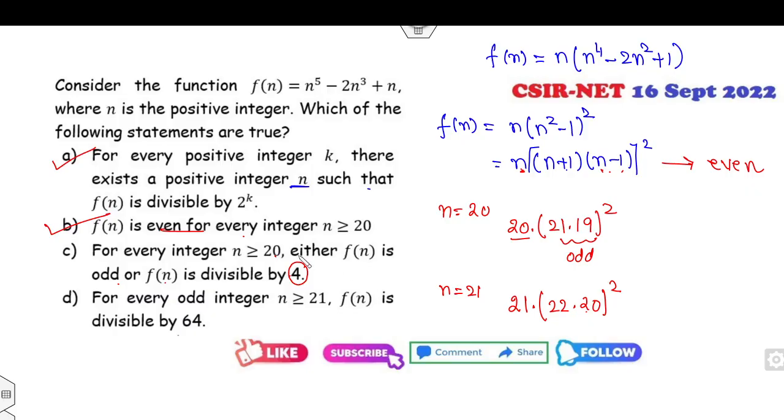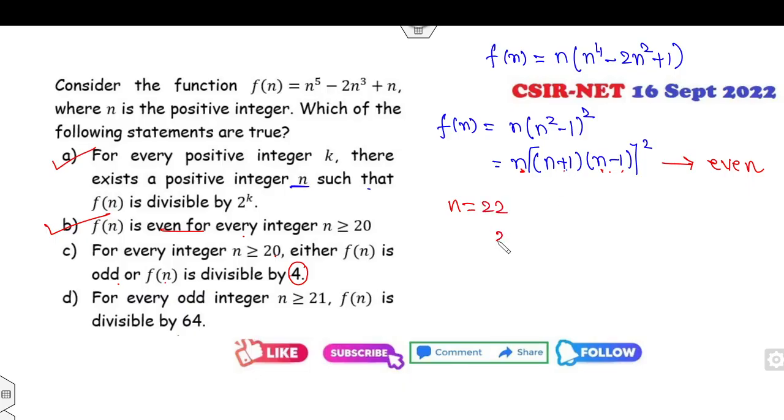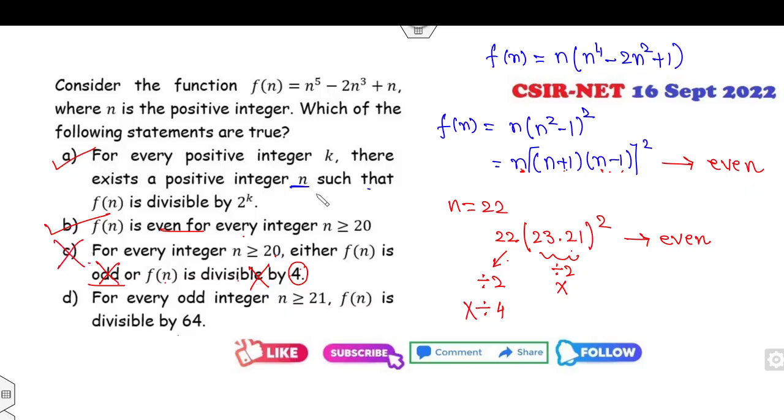How can you prove it in general? Let me take one more. Take 22, then the next is 23, and it will be 21. So clearly this is not odd, it is only divisible by 2 but not divisible by 4. This number is an even number, because it's multiplied by 2. So the odd case is canceled and divisible by 4 is canceled. You can easily see that because in the second option it is always even, that's divisible by 2, but we are not sure about divisibility by 4.